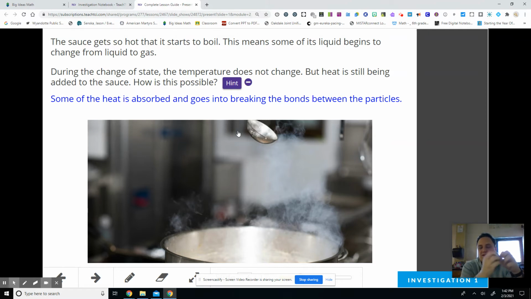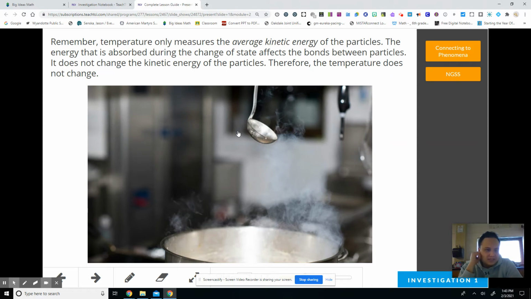So you heat it up to get those particles moving. Some of that heat then in turn is used as heat energy to break apart the hydrogen from the oxygen, evaporating the water, turning it from a liquid to a gas. But remember, temperature only measures the average kinetic energy of the particles. The energy that is absorbed during the change of state affects the bonds between the particles, but it does not change the kinetic energy of the particles. Therefore, the temperature does not.